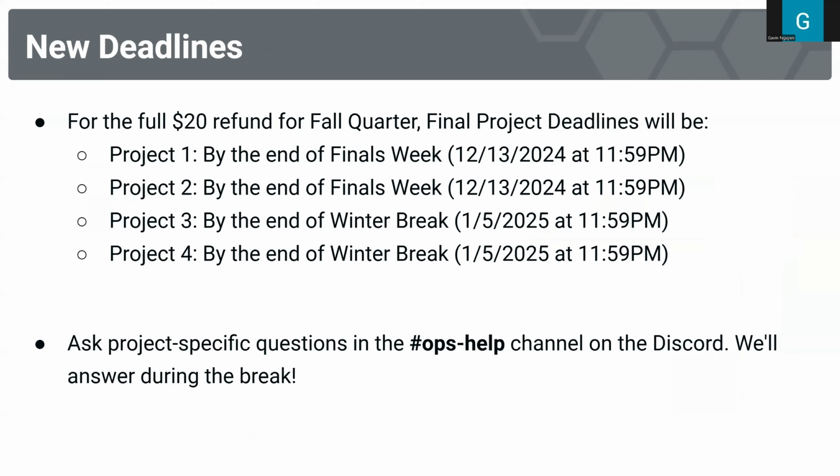So for the full $20 refund for fall quarter, the final project deadlines are going to be for projects 1 and 2 by the end of finals week, which is December 13th at 11:59 p.m. And projects 3 and 4 are actually going to be due by the end of winter break. So this is January 5th at 11:59 p.m. And this is going to be the Sunday before the Monday of winter quarter when instruction starts.